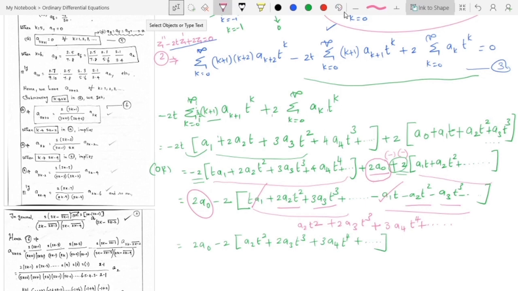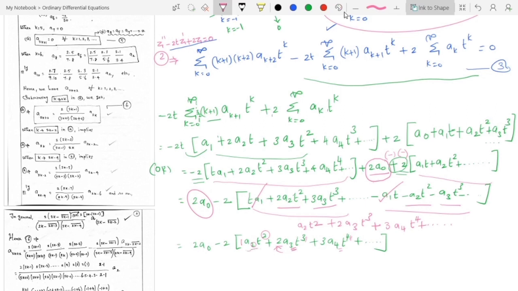Write the infinite series as summation. Here the coefficients are 1·a2 t squared, 2·a3 t cubed, 3·a4 t power 4, and so on. Here the suffix of a and the power of t are the same in each and every term. If it is 3, it is also 3. If it is 4, it is also 4. But the constant coefficient in each and every term is always 1 less than that value.